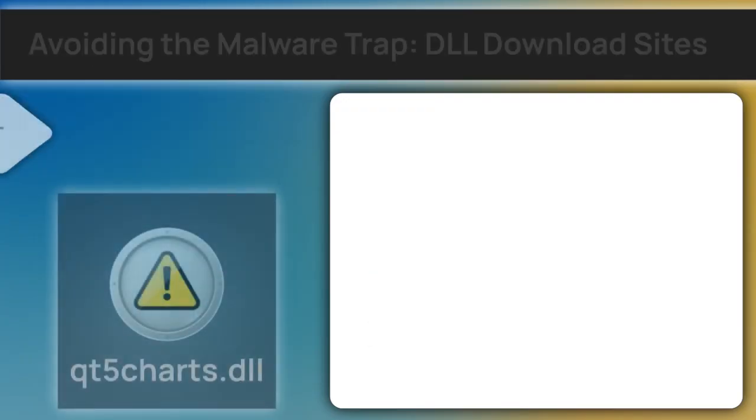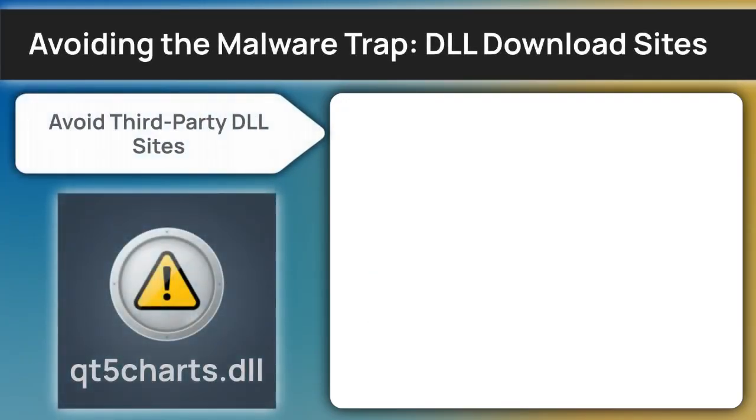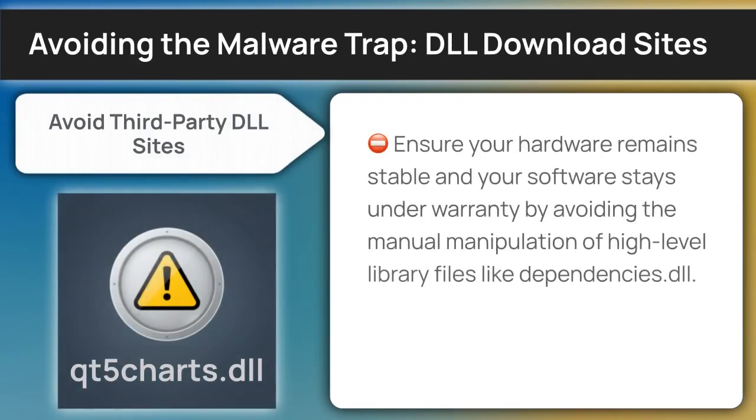Before we finish, let's go over the professional protocol for sourcing essential system libraries. Always prioritize system safety by avoiding manual swaps of qt5charts library DLL. Downloading individual DLLs from third-party sites is a common way for hackers to inject spyware and ransomware directly into your operating system.